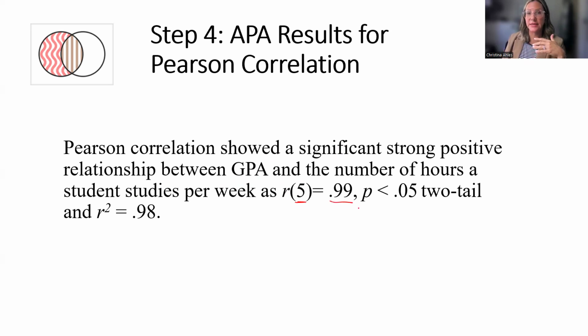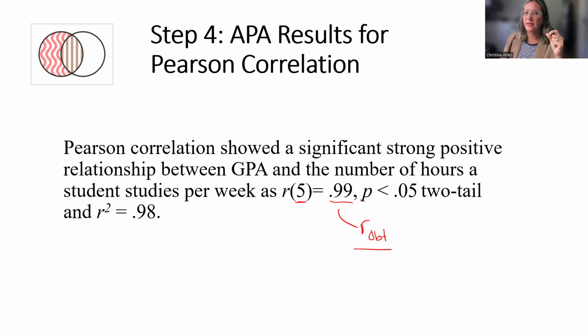Your test statistic. This is something that I noticed on the last exam, a lot of people were putting their critical values there. This should be your R obtained. Always the R obtained, not your critical value. So make sure you're doing that.